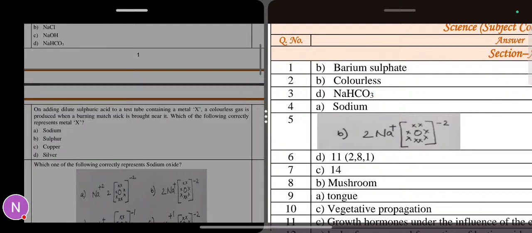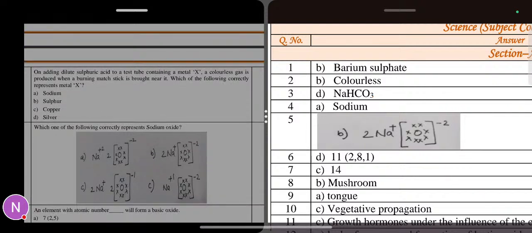Next, fourth question. On adding dilute sulfuric acid to a test tube containing a metal X, a colorless gas is produced which burns when a burning matchstick is brought near it. Which of the following correctly represents metal X? Option A sodium, option B sulfur, option C copper, and option D silver. So the correct answer is option A sodium.